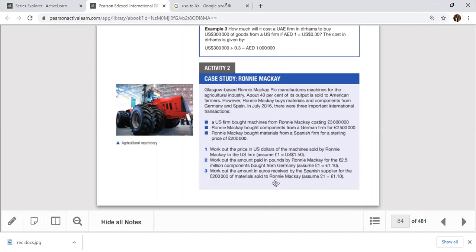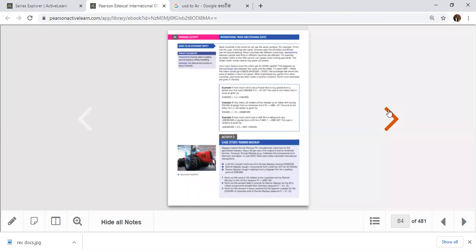So what do you have to do now? You have to multiply, because they have given the strong currency value, 200,000 pounds. I'll give a hint: if you want the weak currency value, multiply. If you want the strong currency value, divide. Here we are given the strong currency value, so multiply it by 1.10 and you get the euro value. It becomes 220,000.